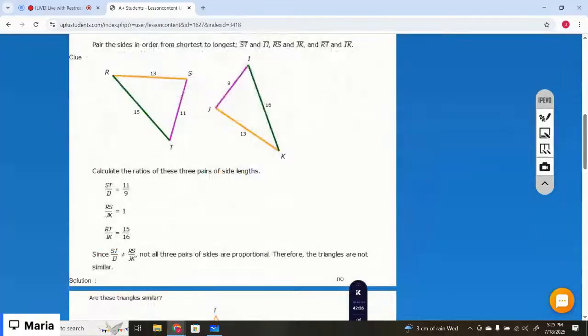Calculate the ratios of the three parts of the triangle. RS is similar to JK, ST is similar to IJ, and RT is similar to IK. So the ratio of the corresponding sides are not similar.